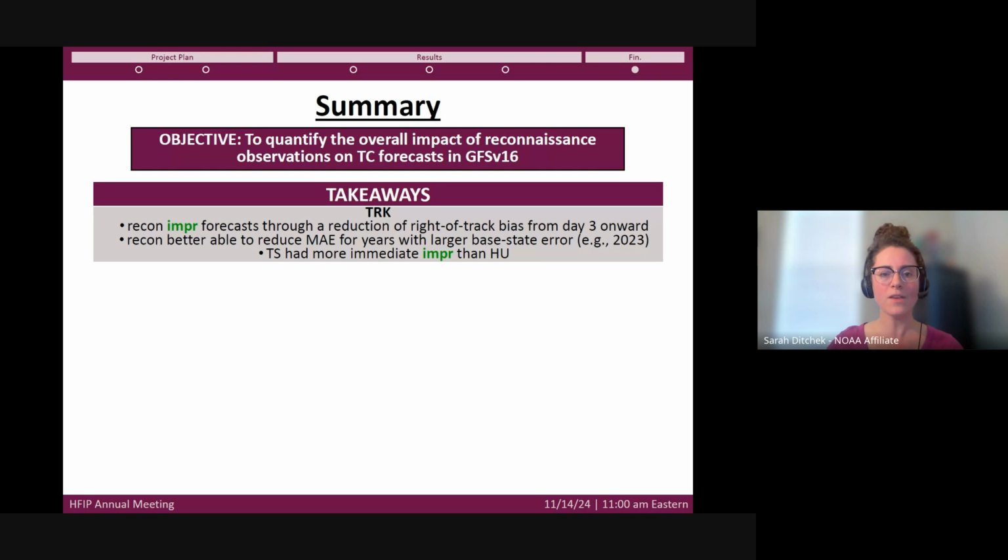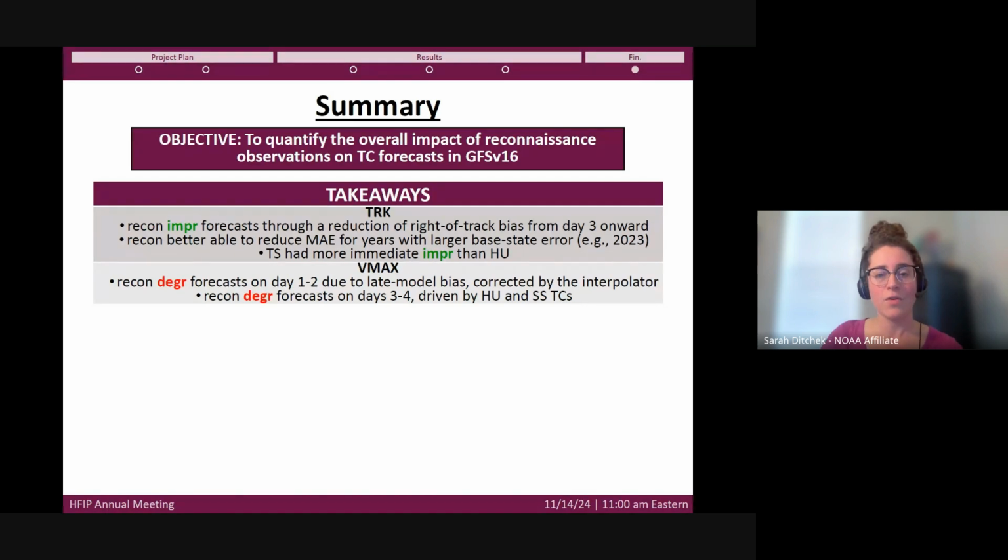Next. So for track, Recon improves forecasts through reduction of those right of track bias from days 3 onward. Recon is better able to reduce MAE for years with larger base state errors. That was 2023. And tropical storms had a more immediate improvement than hurricanes. Next. For Vmax, Recon degradation for forecasts on days 1 to 2 was due to that late model bias, which was corrected by the interpolator. And Recon degraded forecasts on days 3 to 4, and that was driven by hurricanes and steady state TCs.